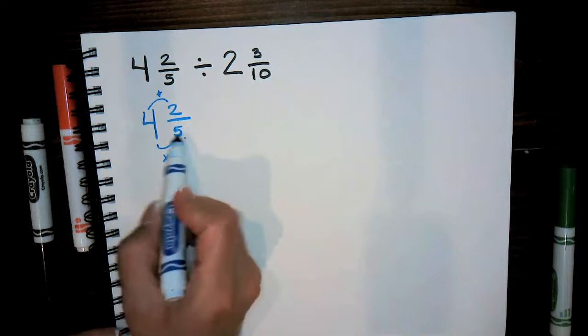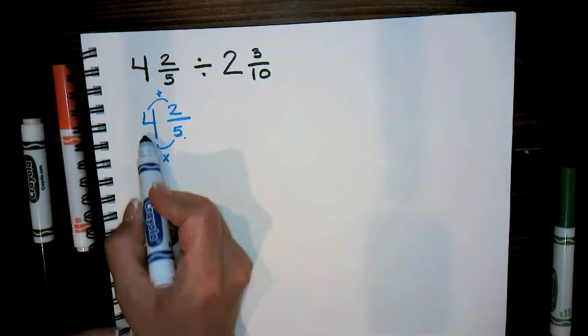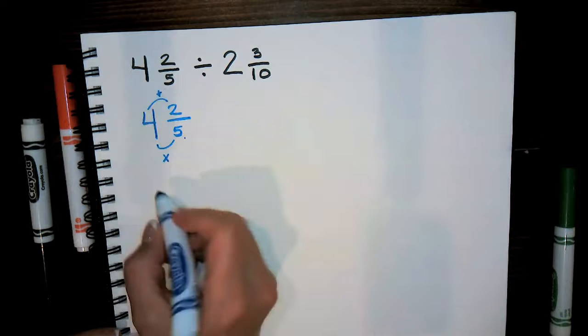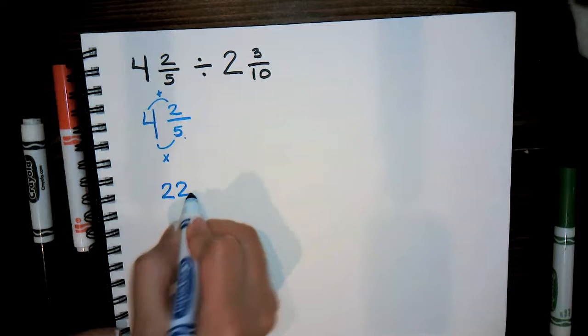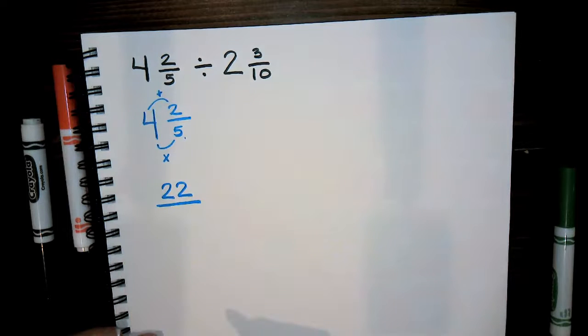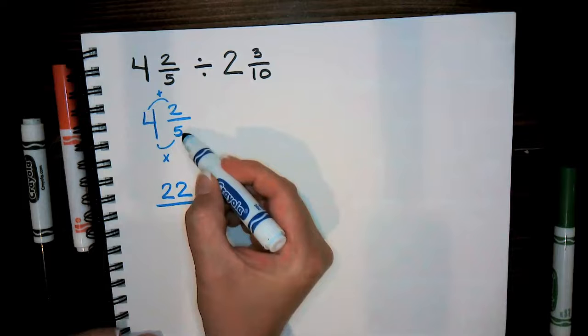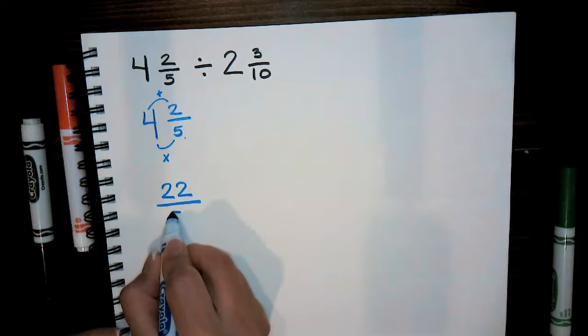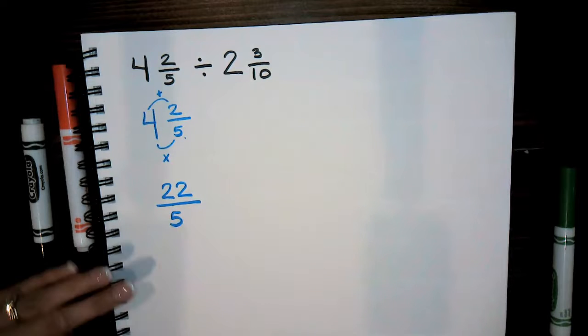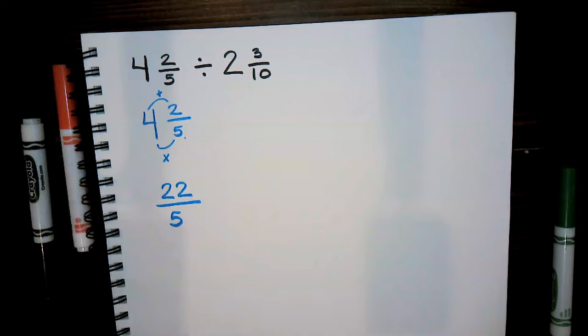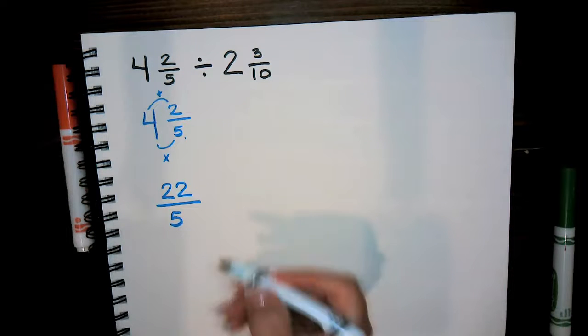So let's do that. We do 5 times 4, which will give us 20. Then we add the 2, which will give us 22. That now is the top of our fraction. And we'll put the denominator, or the bottom number that was originally there, on the bottom. Now you can see why this is called an improper fraction, because the big number is now on the top.